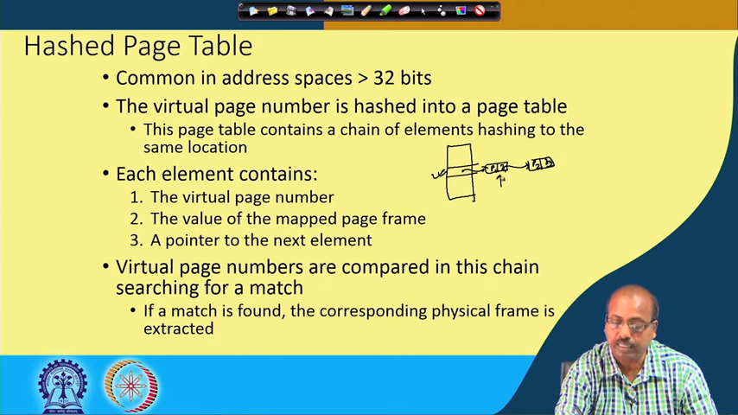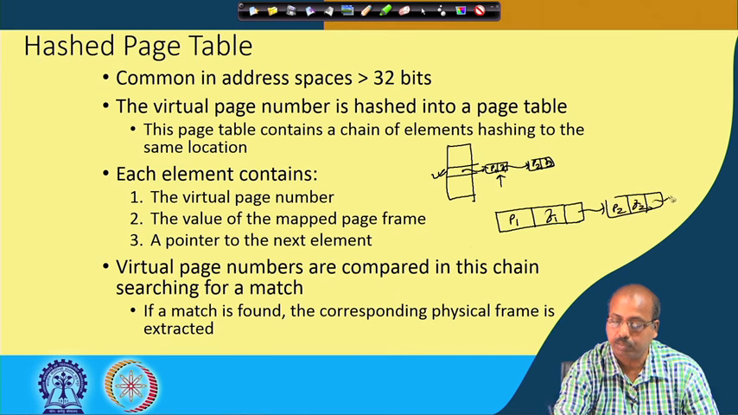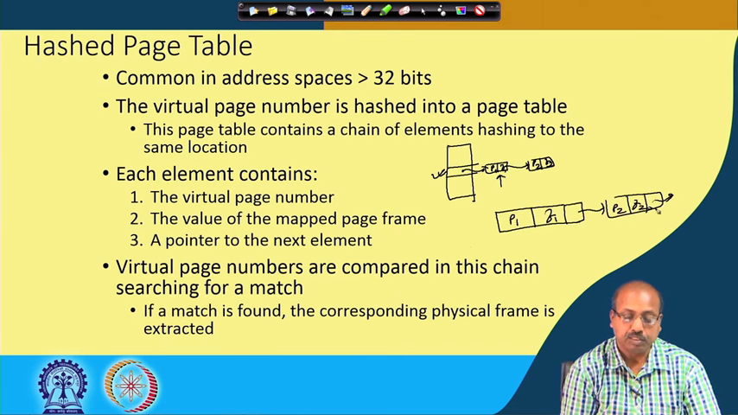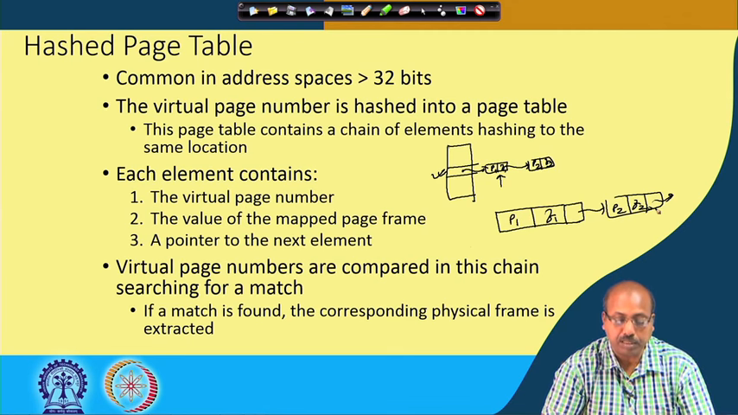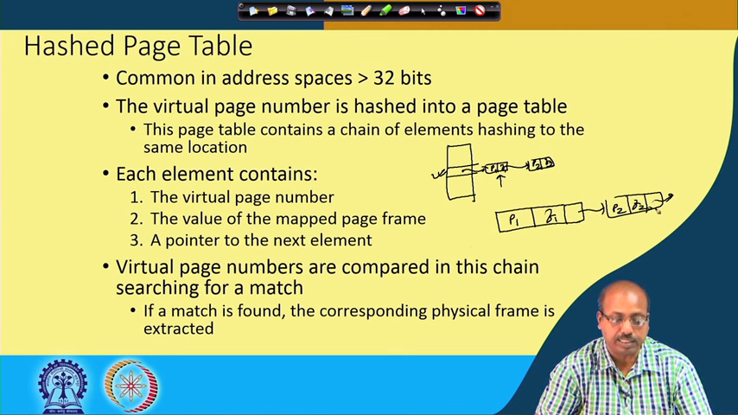All these entries have this structure: the page number P1, then the corresponding frame number F1 and a pointer to the next entry. That way this list is organized. Then P2 F2, pointing to the next one, like that. So these virtual page numbers are compared in this chain, searching for a match.